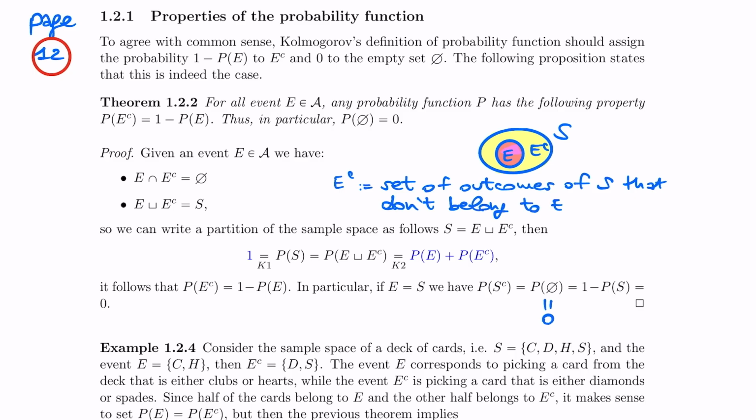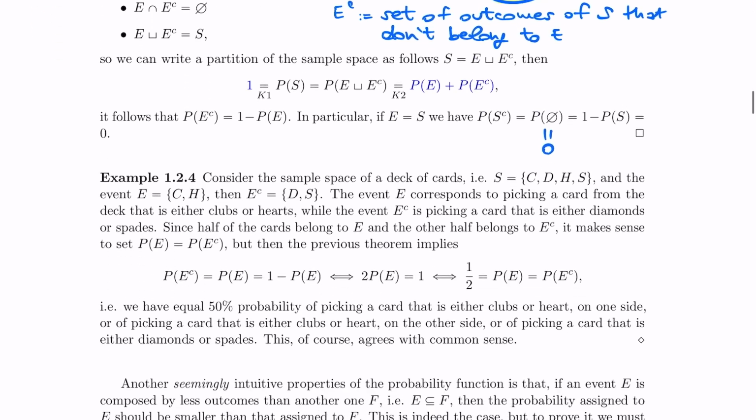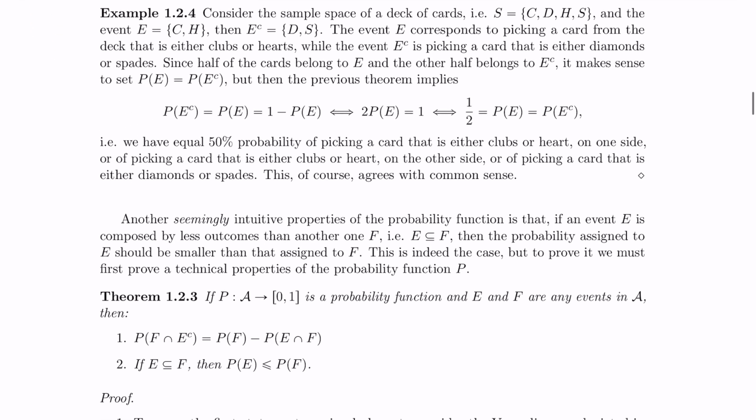Now we verify if the property contained in the last theorem that we have just proven is consistent by introducing another typical example of probability, that is, a game of cards. Consider a typical deck of cards, then its sample space will be this one, where these letters stand for clubs, diamonds, hearts, and spades. Then let's consider the event E given by CH.